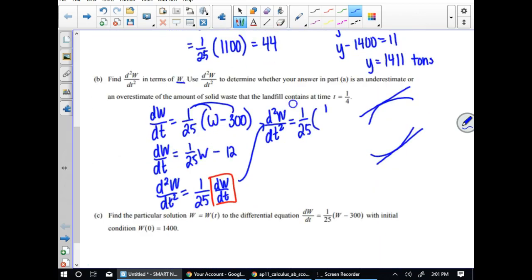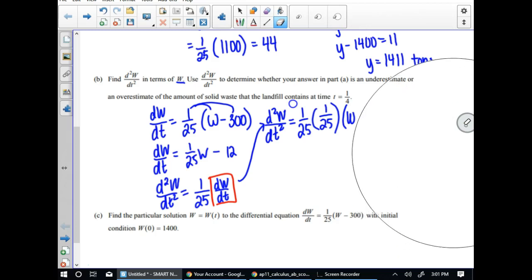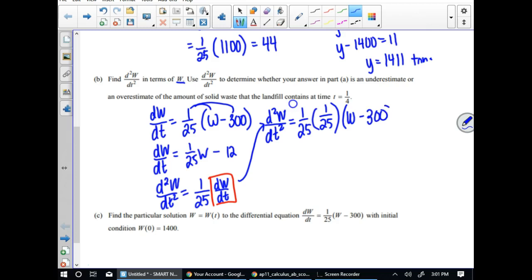So we have 1 over 25 times w minus 300. And so you can put those together if you want, but you can leave it like that if you need to. So you get 1 over 625 w minus 300.